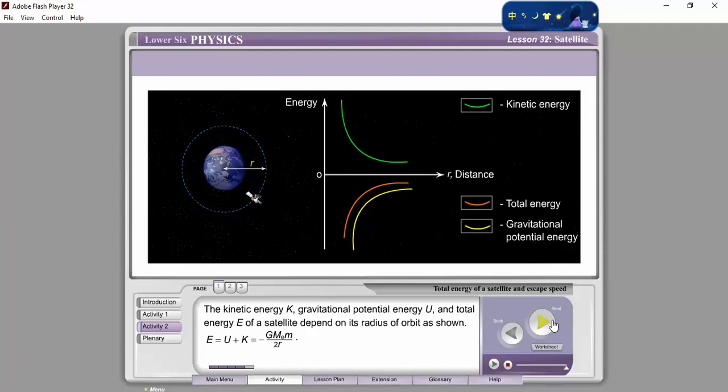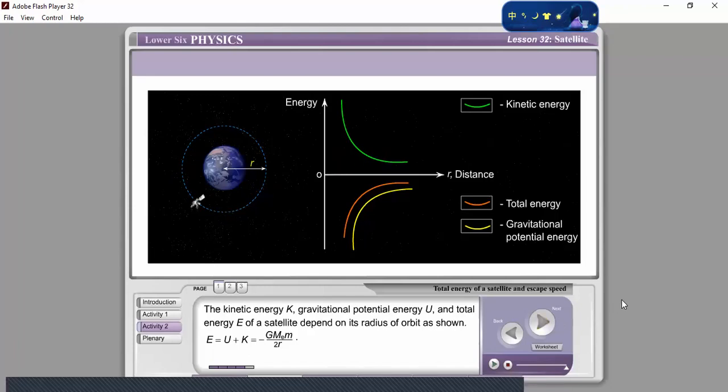No matter whether it is the kinetic energy, the gravitational potential energy, or the total energy, the energy of a satellite reduces as the distance increases. If the satellite is much further from the center of the Earth, not only the kinetic energy reduces, the gravitational potential energy also reduces. This means that the total energy of the satellite reduces with the distance.